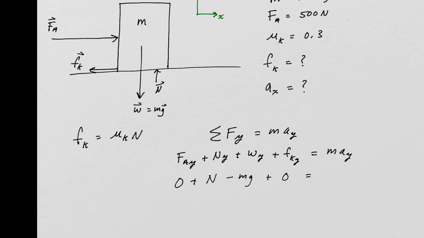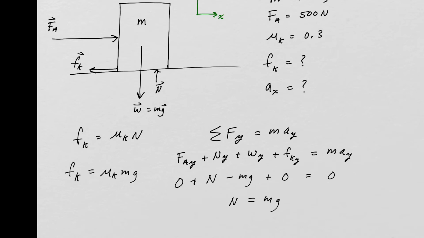And then since this object is not moving off of the surface, the acceleration in the y is 0. So this equation tells us that the normal force, if I add mg to both sides, is equal to mg, is equal to the weight. So therefore, I know that Fk now is going to be mu k times the normal force, but we just found that that is mg.